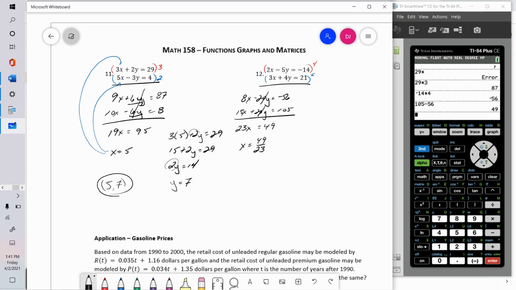Notice here there's an issue though, right? Do I really want to take the 49 over 23 and plug it back in for x? I know many students will power through and they will do that. I don't recommend that you do that. What I recommend that you do is go back up here. We multiply the y values, the top equation by 4, the bottom equation by 5, to line up the 20y and the negative 20y so that they would cancel out.